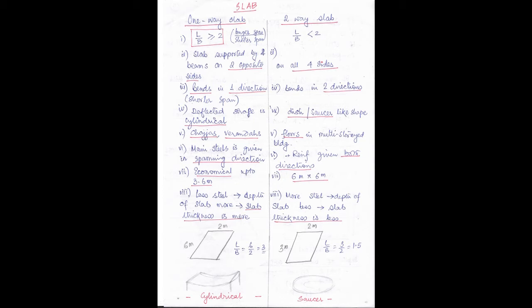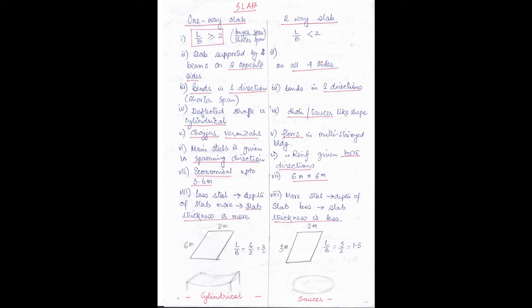What is a one-way slab? Where L by B is greater than or equal to 2. What does it mean? That is, the ratio of the longer span by the shorter span should be more than or equal to 2. Then it is defined as a one-way slab. The two-way slab is when the L by B ratio is less than 2.